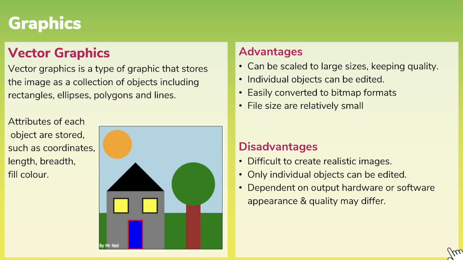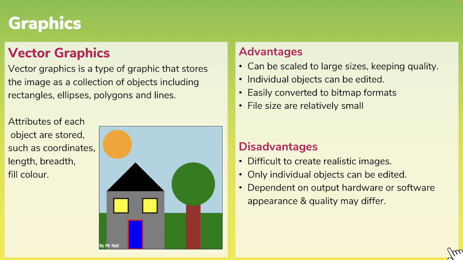Whereas a vector graphic is a type of graphic that stores an image as a collection of objects: rectangles, ellipses, polygons, and many others. And we store the attributes of these objects, so the coordinates, the length of them, the breadth of them, the fill colour. This means, because we're storing the attributes of these objects, that we can make the images much larger and keep the quality. It also means I can edit individual objects within an image. It's easily converted to bitmap file formats, and because we're only storing the instructions of the image as opposed to the whole image itself, the file size is relatively small.